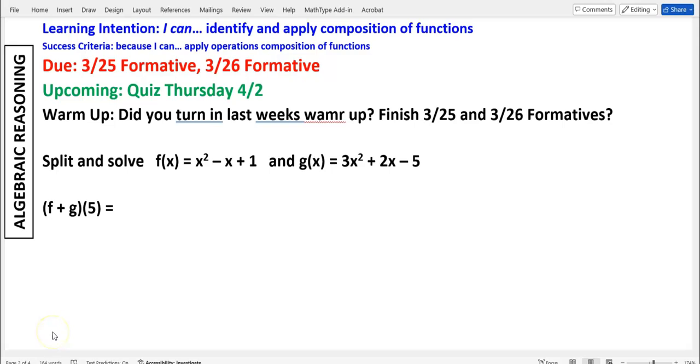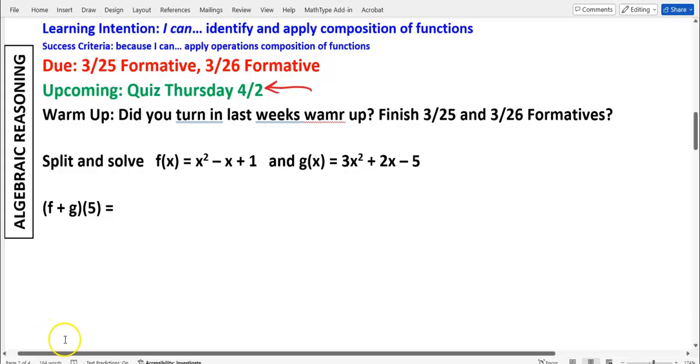Okay. Welcome back. New week. Couple months left. No phone still. Same rules all year. No watching reels. All right. So, on our warm up, by the way, quiz on Thursday coming up. Is it a quiz or is it a test? Quiz. Quiz Thursday. All right. Did you turn in last week's warm up? Spell that one right.